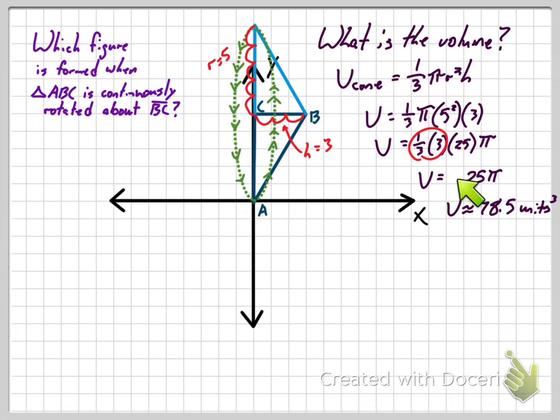If it asks you to leave it in terms of pi, remember pi is on the side, you just leave it like that. You don't have to multiply by pi. If it's asking you for a decimal or an exact number, what we would say is multiply these two numbers. So pi is a number, times 25 is approximately equal to, and I've rounded this to the nearest tenth, 78.5 cubic units.